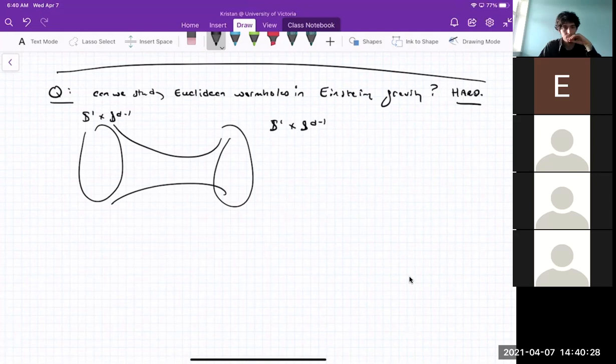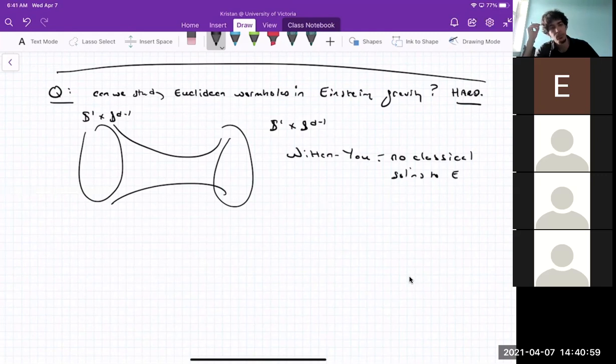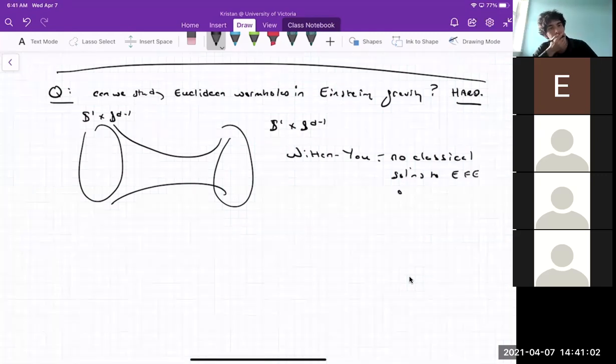Well, in this case, where the boundary is positively curved and you're completely generic, there's actually a theorem about Einstein gravity due to Witten and Yau, which states that there are no classical configurations of this sort. There are no solutions to the field equations with this topology and with these boundary conditions. So there are no solutions to the Einstein field equations of this sort.